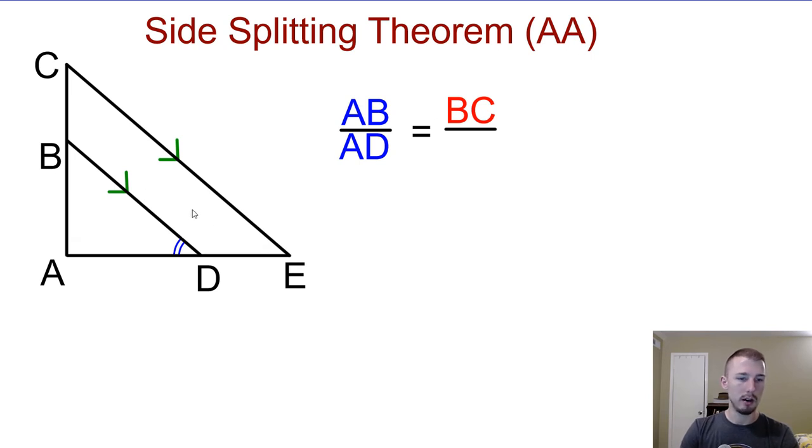Side splitting theorem. Now, on side splitting theorem, we're going to have corresponding angles that are congruent. The corresponding angles up here will be congruent as well, and this one's congruent to itself. So if we have another line that's parallel to one of the sides, then it'll split the other 2 adjacent sides proportionally. So AB goes to BC just as AD goes to DE, because they're going to be 2 similar triangles.